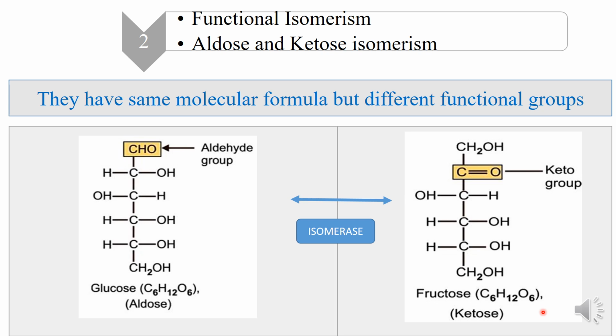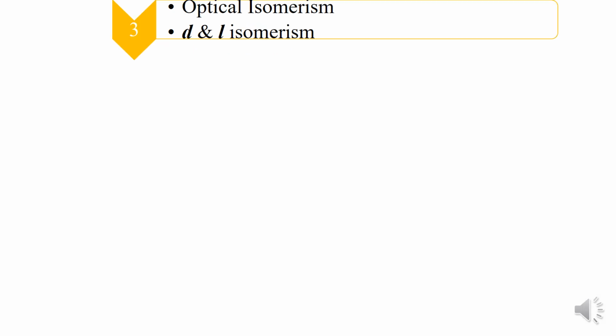Both are interconvertible with the help of enzyme isomerase, and this is a very important reaction in the glycolytic pathway. The third type of isomerism is the D and L isomerism. Here the D and L are written in small alphabets and in italics, and it is different from the capital D and capital L stereoisomerism.